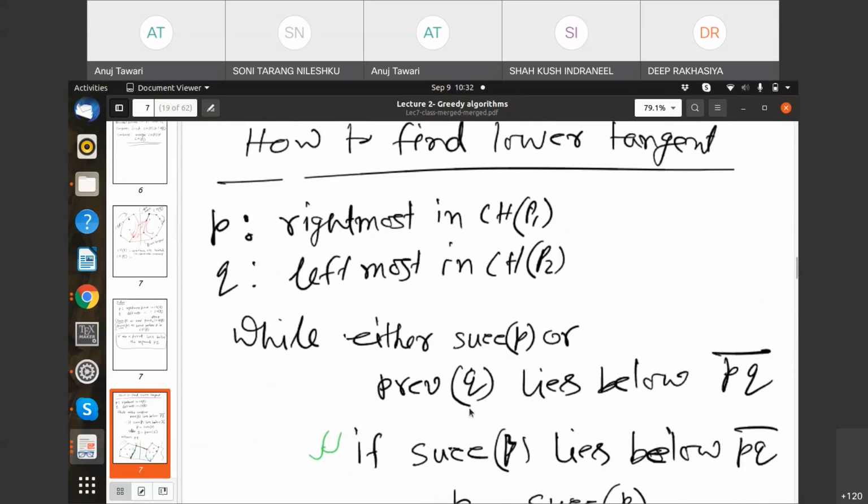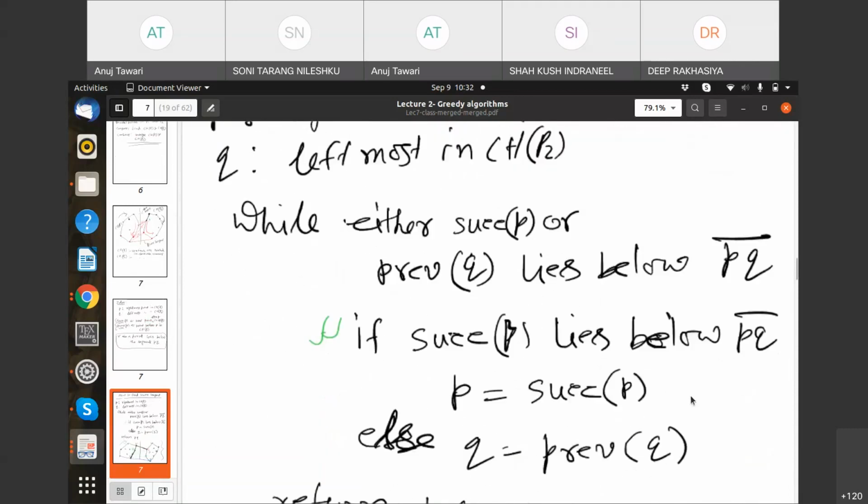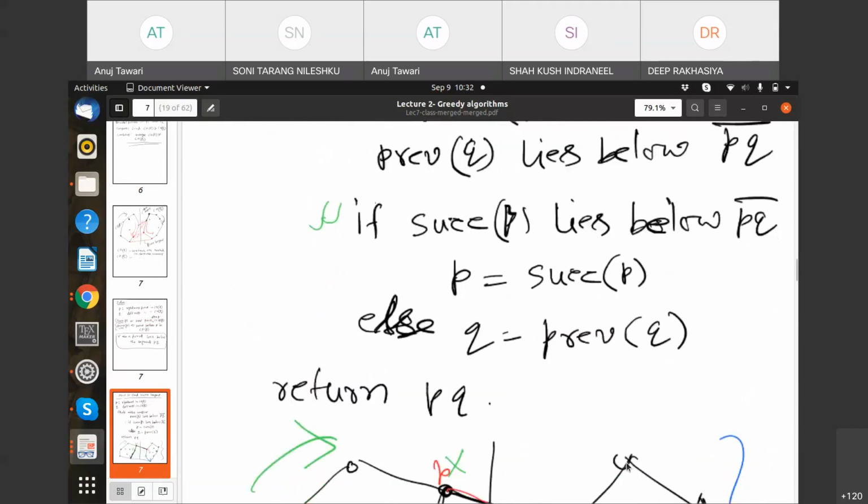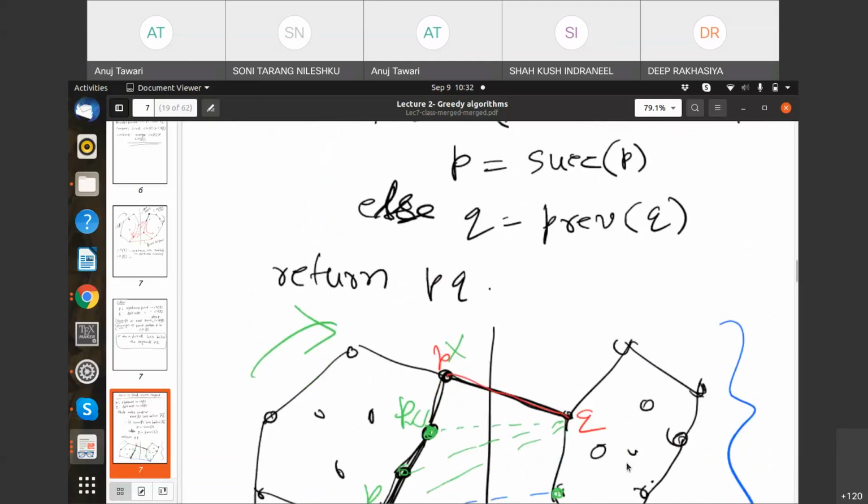And we check whether the successor of P or previous of Q lies below PQ. If successor lies below PQ, then P will be changed to successor of P. Otherwise, Q will change to previous. This is because we looked at one set of points in clockwise direction, the other set of points in anti-clockwise direction. Finally, when we can't make any progress, we just return P.